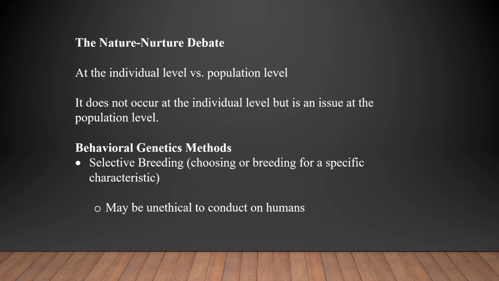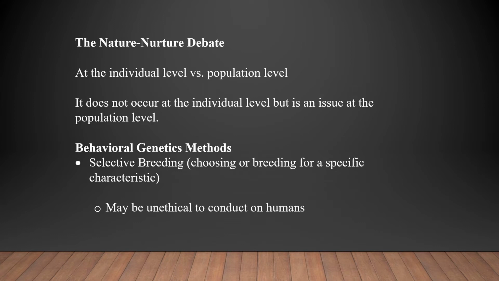Well, they jump headlong into the nature-nurture debate. And at the individual level versus the population level, things are different. If it does not occur at the individual level, but is an issue at the population level, then they can explore that. And how do they do that? They do that by looking at 4 different techniques. One of them is called selective breeding.